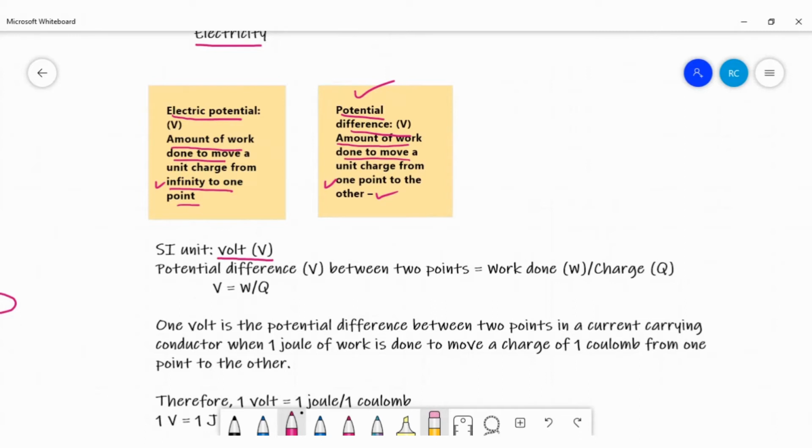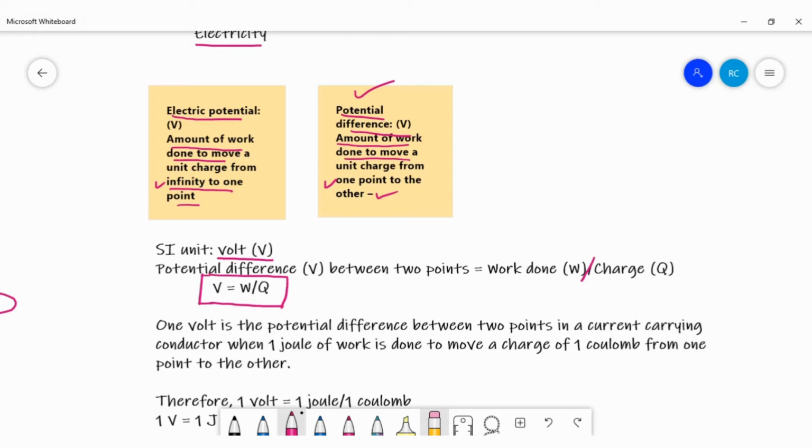The potential difference between two points of a conductor can be calculated by taking the work done, represented by W, divided by the charge, which is represented by Q. So potential difference or electric potential, both are calculated using the same formula: V equals W by Q. W is the work done to move a unit positive charge, and it has to be divided by the charge Q. So potential difference V is equal to W by Q.